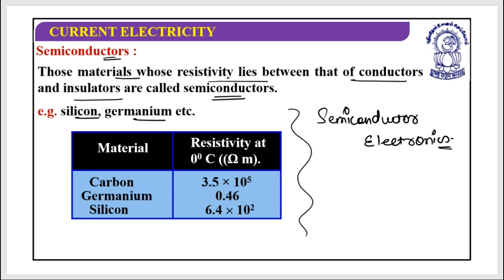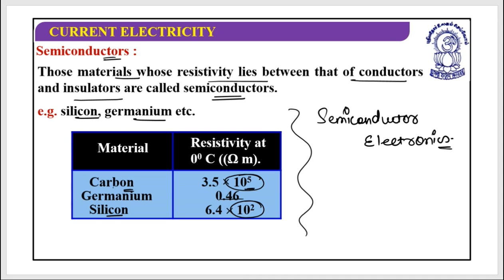If you observe the resistivity of semiconductors, for carbon it is in the range of 10 to the power 5, for silicon it is 10 to the power 2, and for germanium it is only 0.46. So these materials have a resistivity at a moderate level between conductors and insulators. I hope those things are clear. Is it clear? Yes, great.